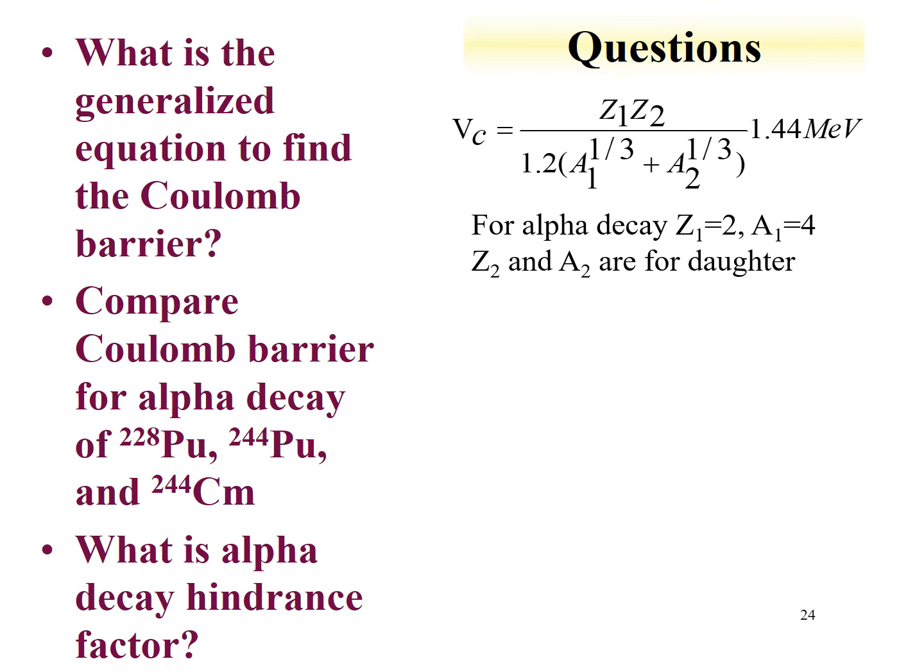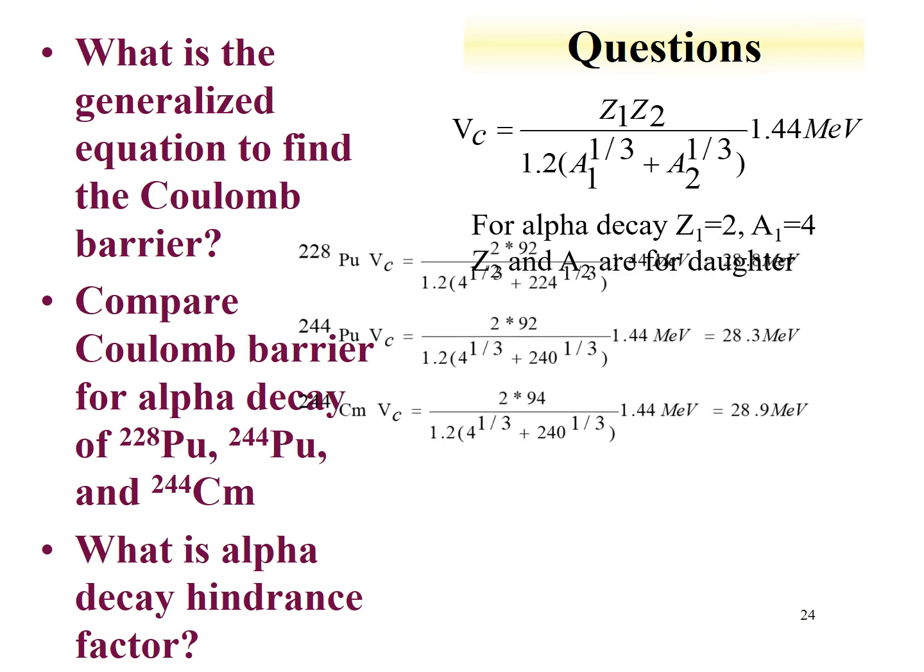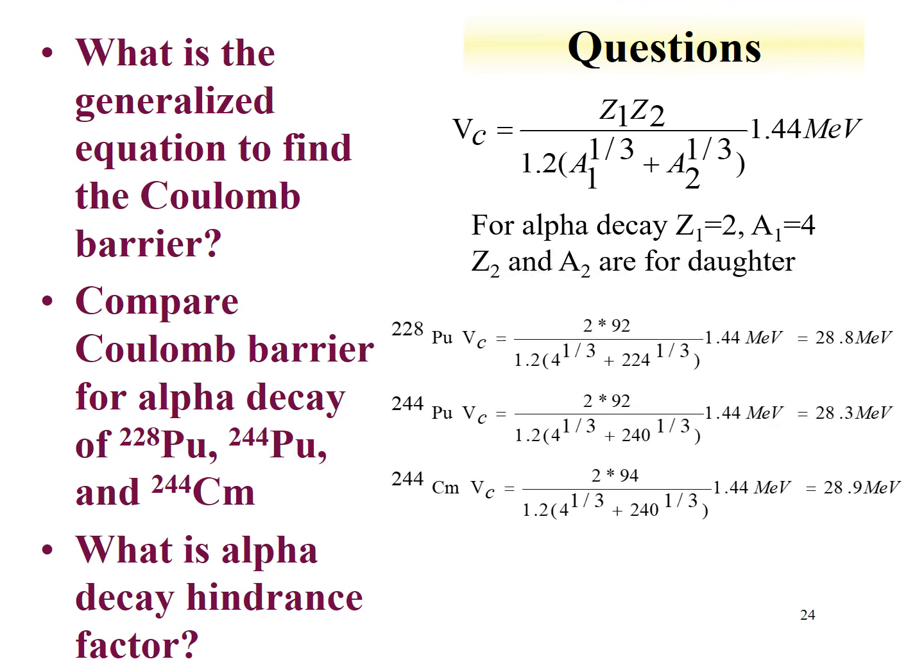If we make this specific for alpha decay, we can substitute 2 for Z1 and 4 for A1. So for an alpha decay, you would be looking at the Coulomb barrier from the alpha decay, and Z2 would be the daughter, and A2 would be the A for the daughter. We could use this equation to compare the Coulomb barrier for the alpha decay of plutonium-228, plutonium-244, that's a long range of the same element, and then curium-244, so comparing the same A but different Z.